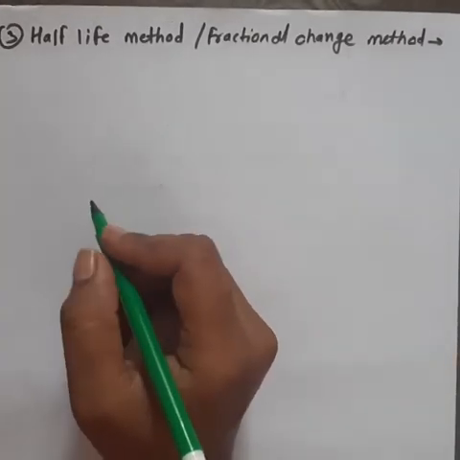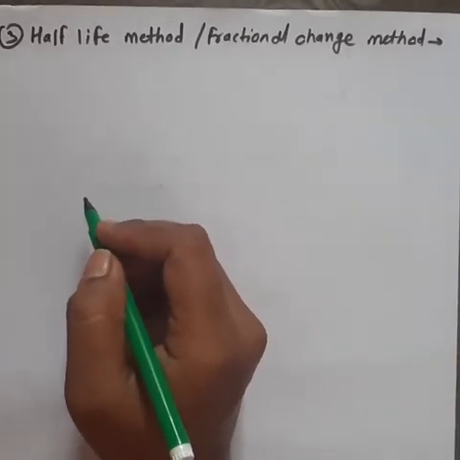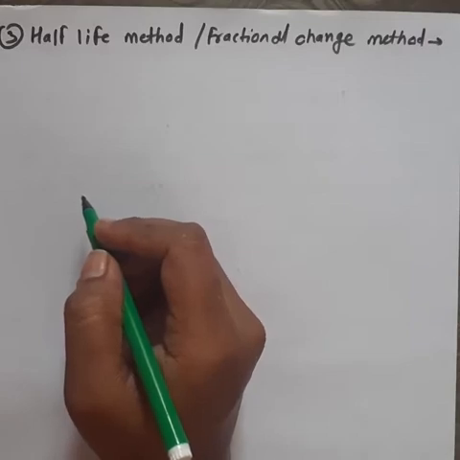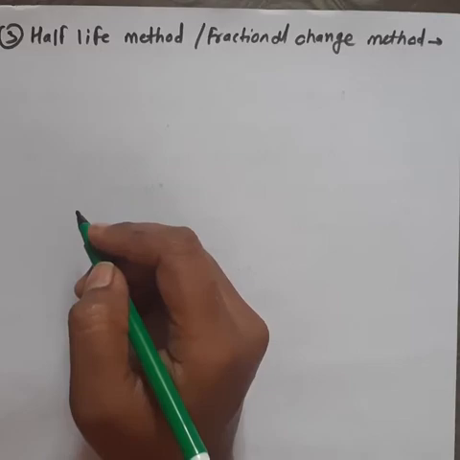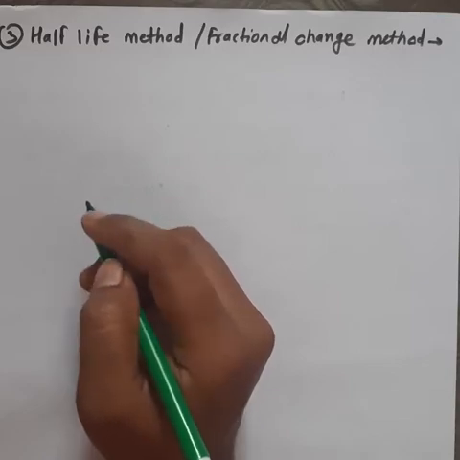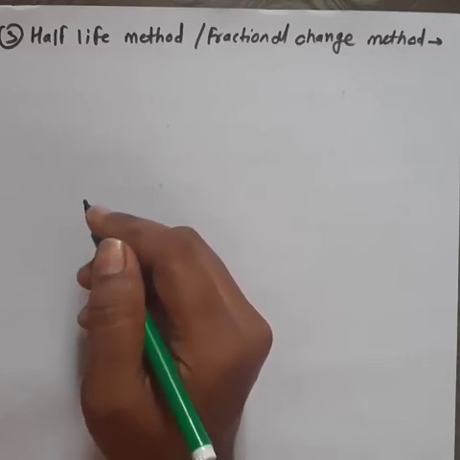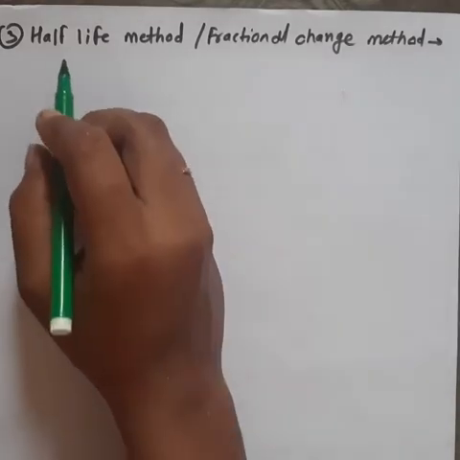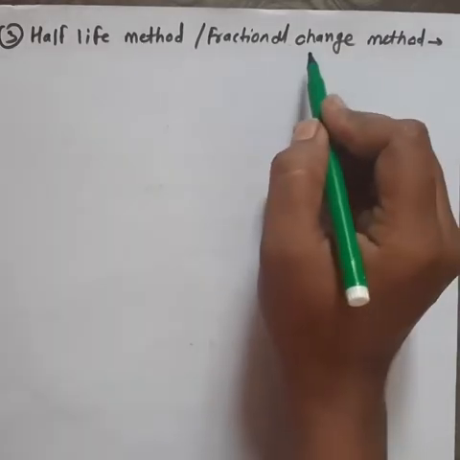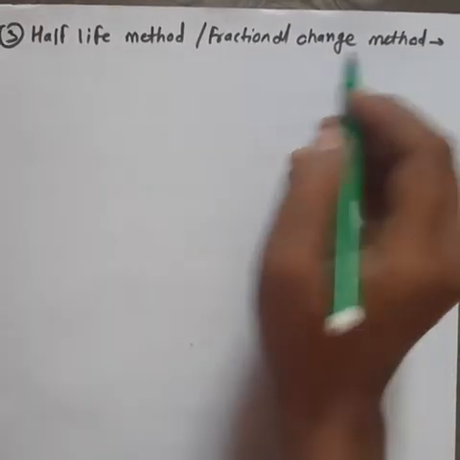Good morning, students. In the last lecture, we studied the different methods to determine the order of a chemical reaction. In that, we studied the first method, that is the integrated rate equation method, and the second method, that is the graphical method. In this lecture, we will study the third method to determine the order of a chemical reaction, that is the half-life method, which can also be called the fractional change method.